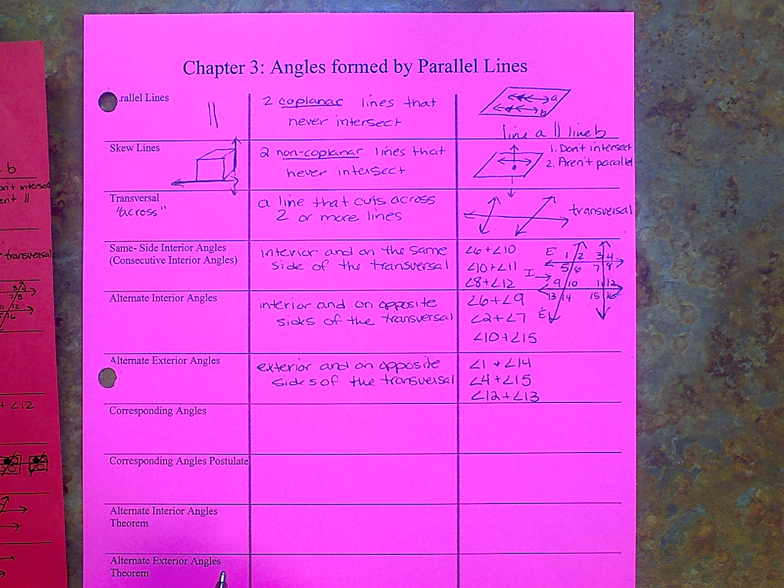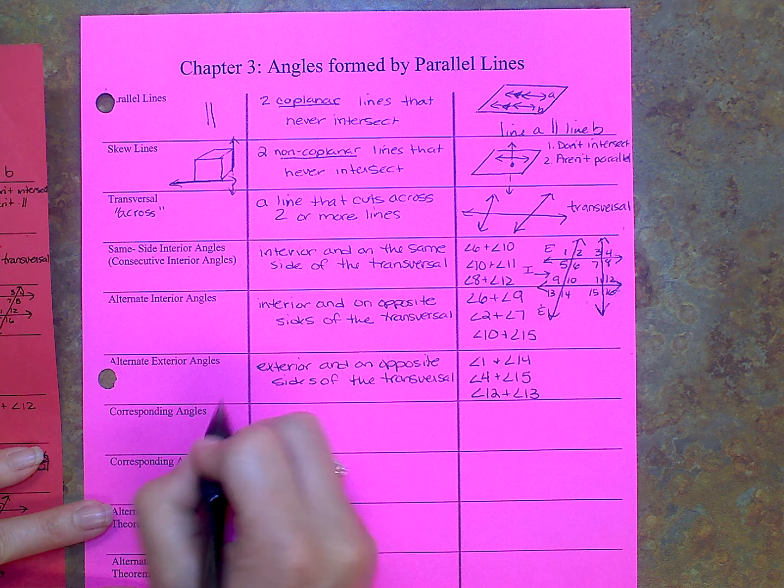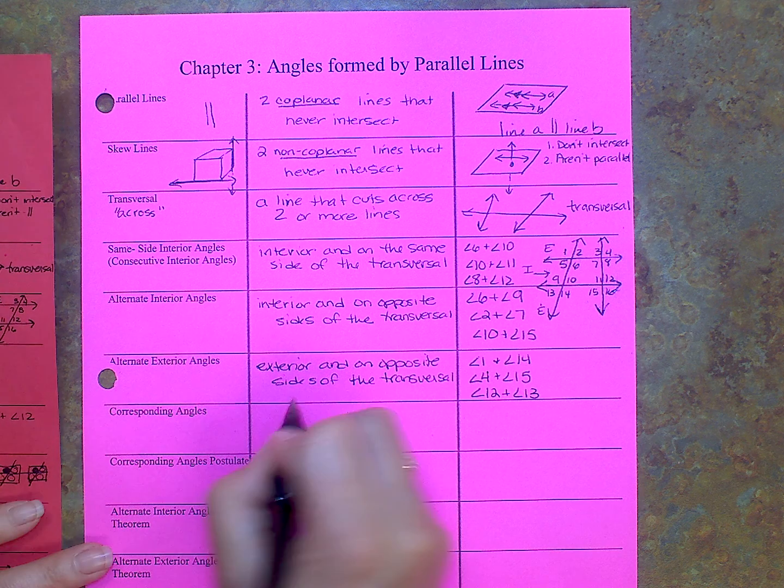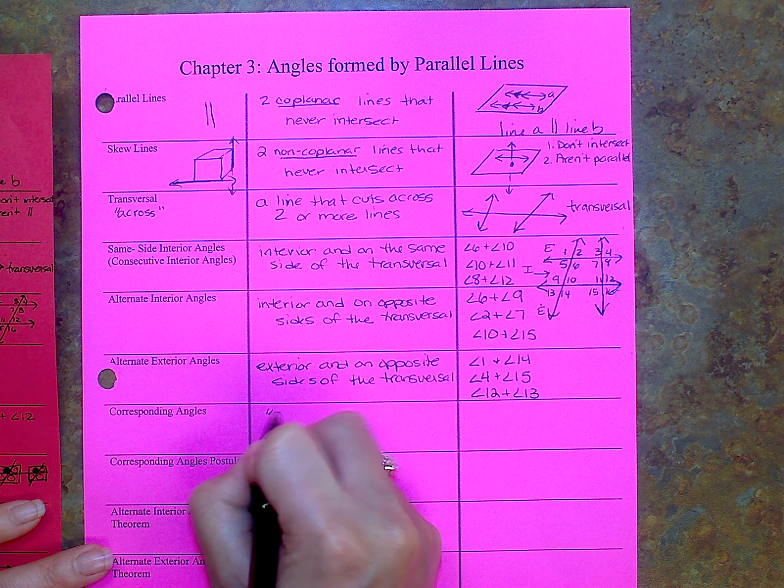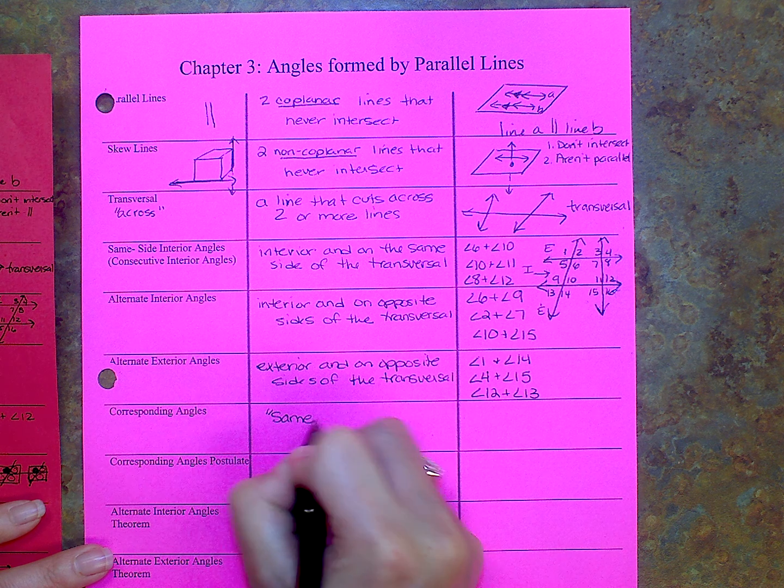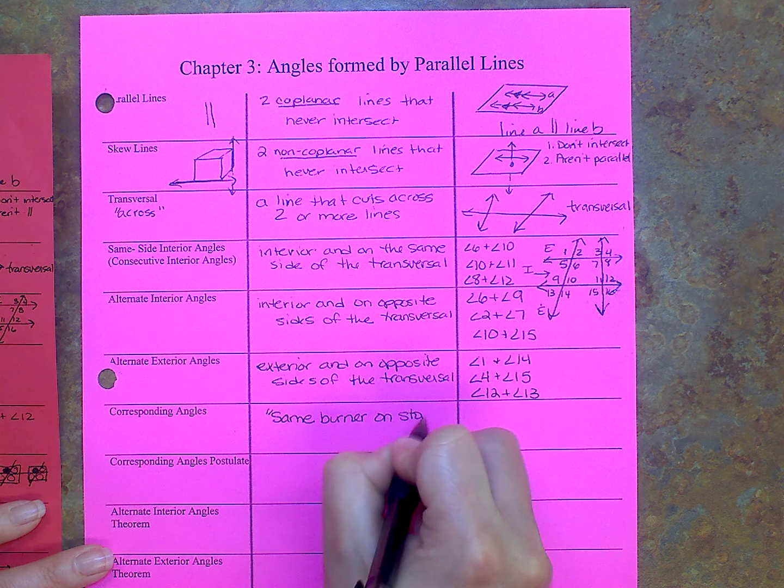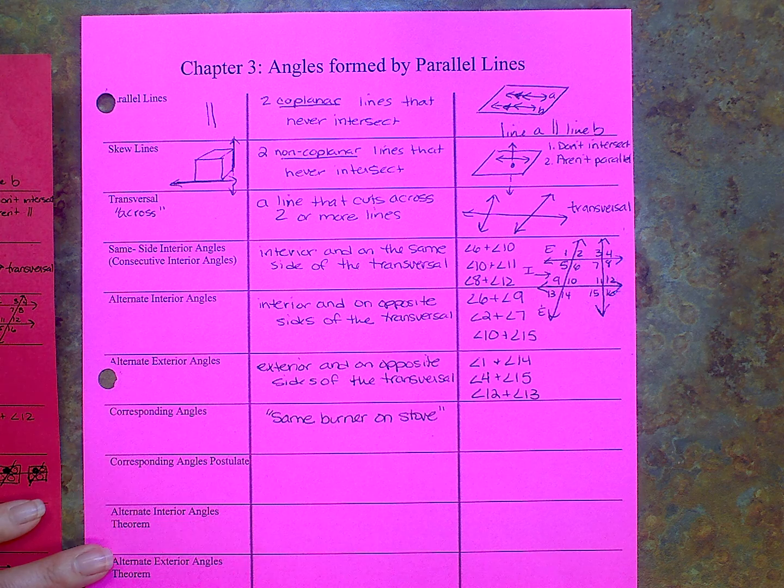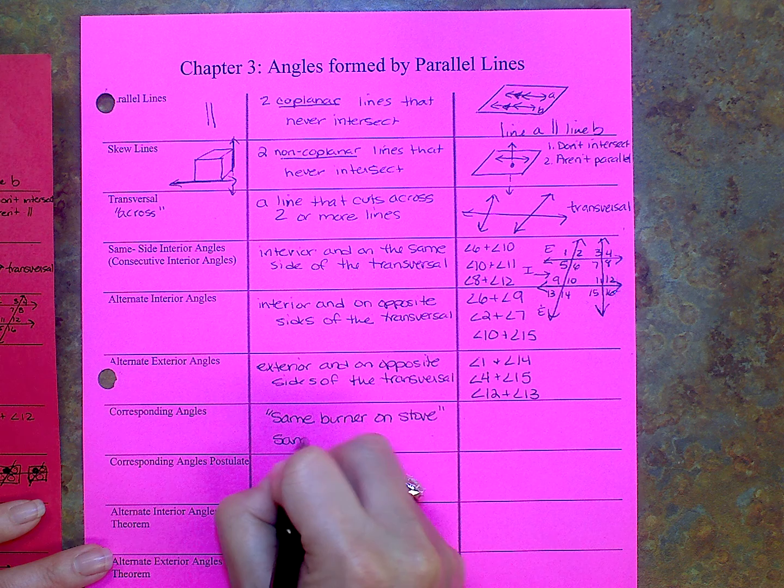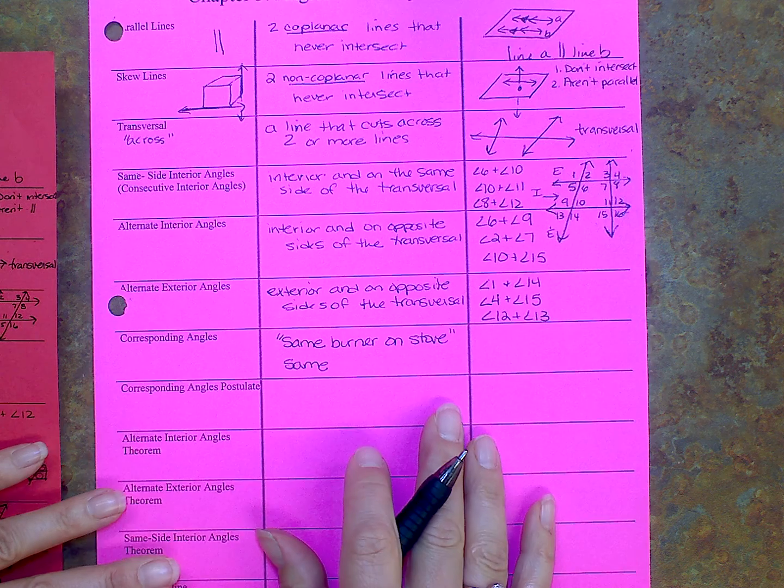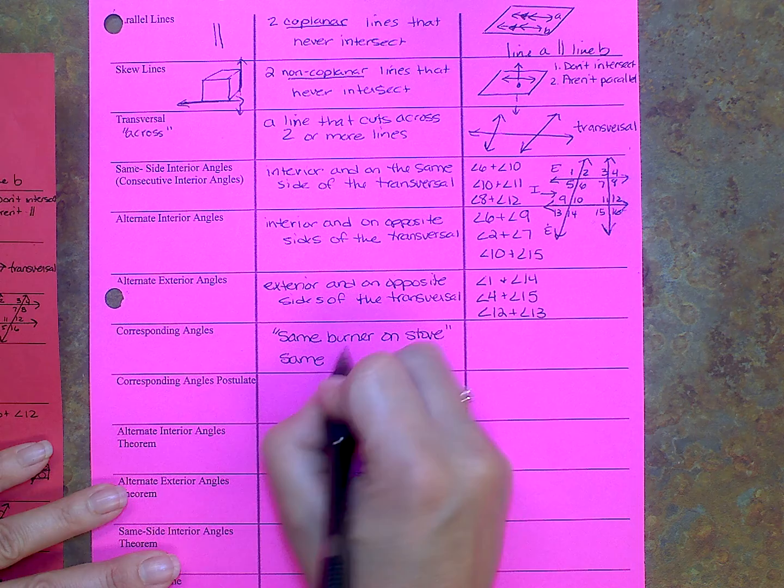Probably the hardest one out of them is the corresponding angles. Now, I like to call these the same burner on the stove top, okay? Or they're in the same, same position.